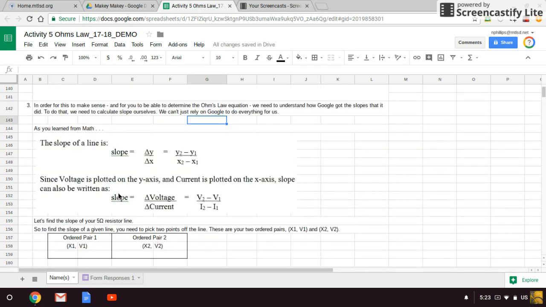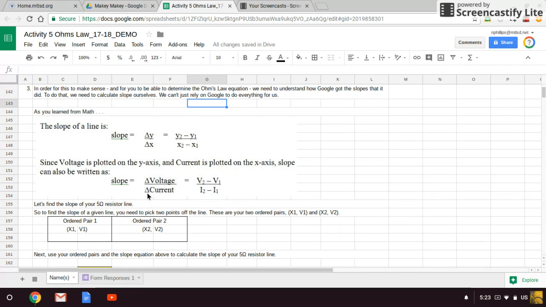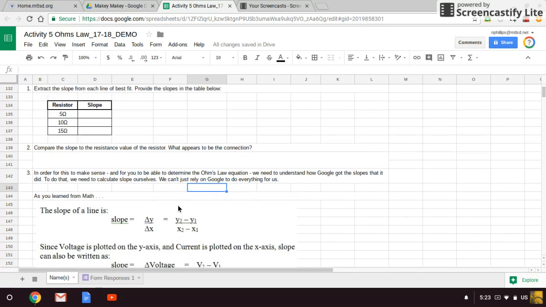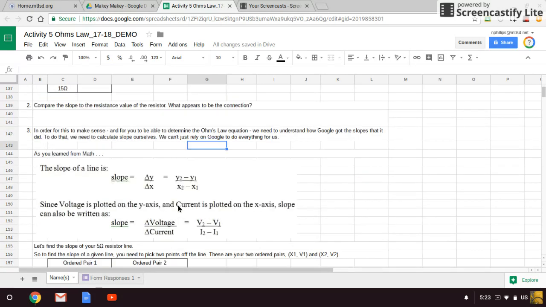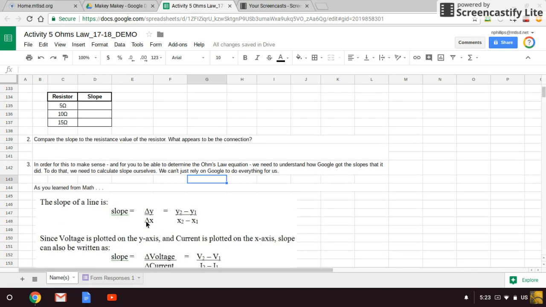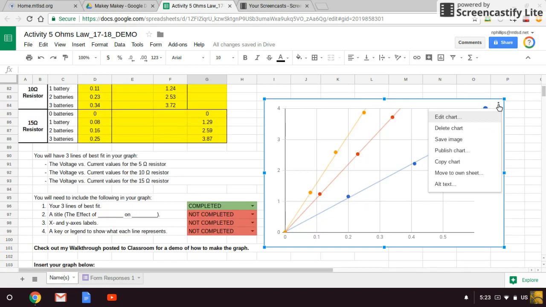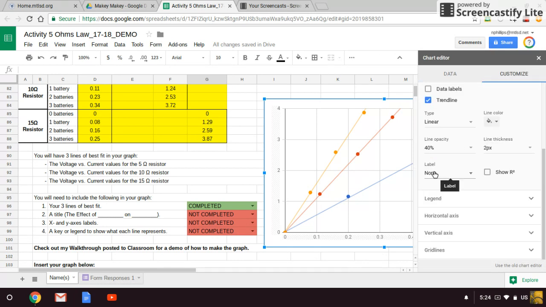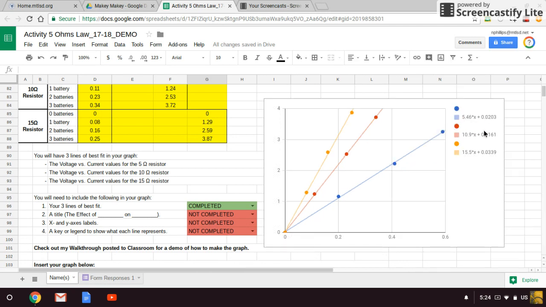You're then going to end up calculating the slope yourself for at least one of the lines, like the 5 ohm resistor line. That's necessary because the goal of our whole lab is to figure out the Ohm's law equation, and that will help you see it best. How to get it right off the graph: go to edit chart, customize, go to series, label, click on that, and then use equation. And there you go. You have the equation for each line.